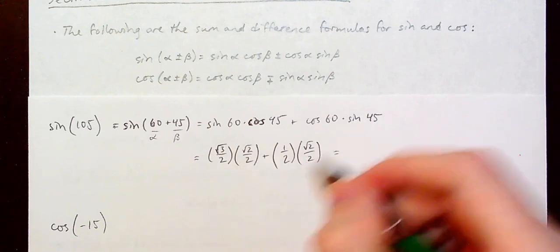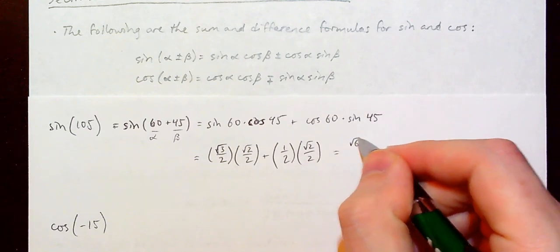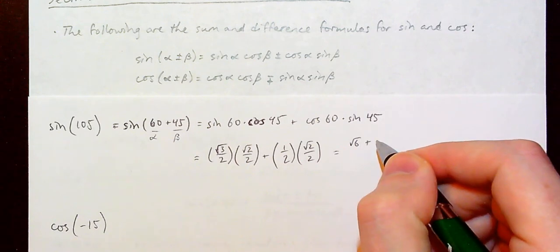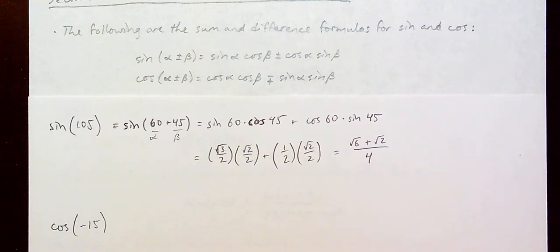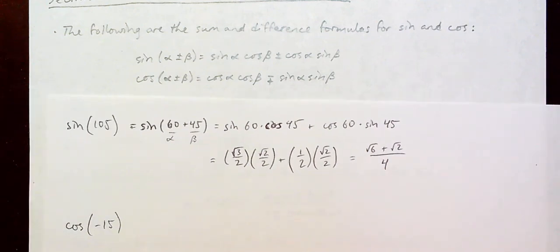And radical 3 times radical 2 is radical 6. Radical 2 times 1 is radical 2. And those are both over 4, so I can write my answer as such. Radical 6 plus radical 2, all divided by 4.